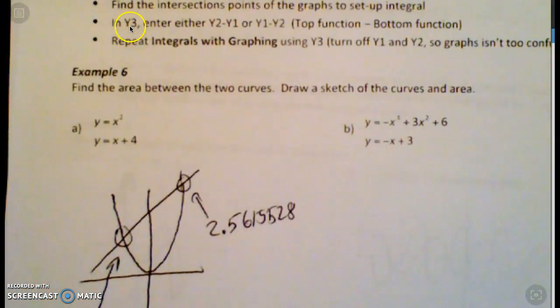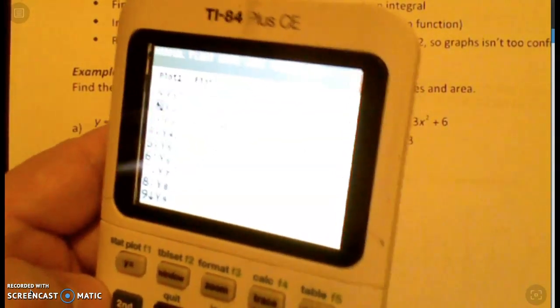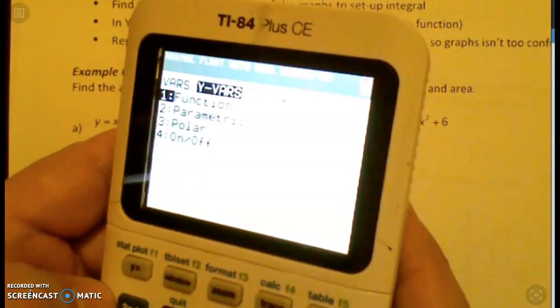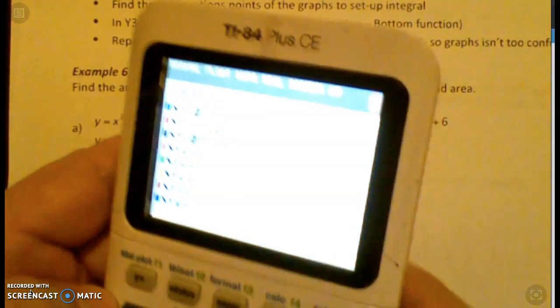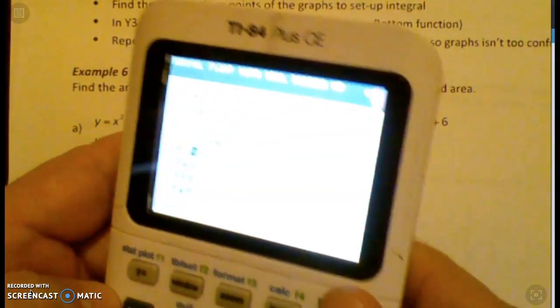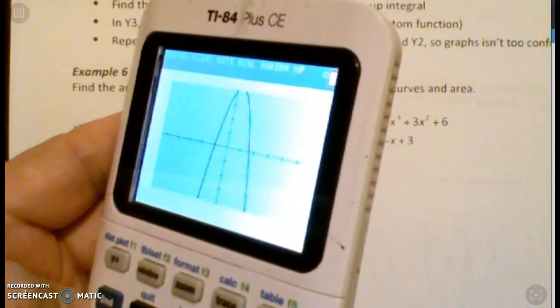Now the next thing we're going to do in y3, we're going to figure out the top line is my y2, the bottom line is my y1. I always do top minus bottom. And then I'm going to turn off those graphs and do my integral I just did from the graph a second ago. So here we go. I hit vars, y variables, function, y2 minus vars, y variables, function, y1. And I go and turn these other 2 off. Boom, boom. And then I look at the graph. I turned them off by hitting enter. Look at the graph, find the area between those 2 points I found.